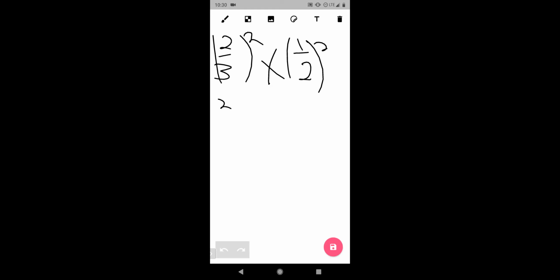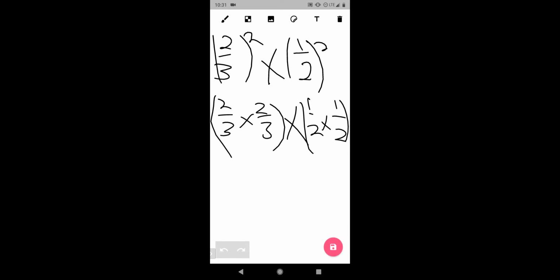When we do break it down, 2/3 multiplied by 2/3. We can put this in brackets. We can say multiplied by 1/2 multiplied by 1/2, close bracket. So let's do it then. 2 multiplied by 2 equals 4. 3 multiplied by 3 equals 9, right? Multiply 1 multiplied by 1 equals 1, and then we'll have 2 multiplied by 2 will be 4, right?